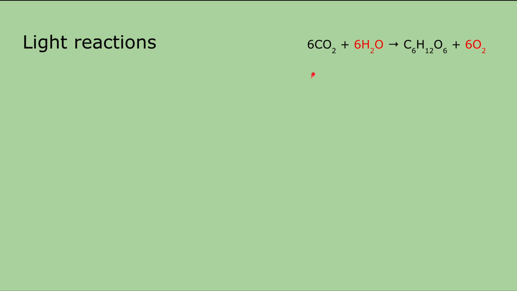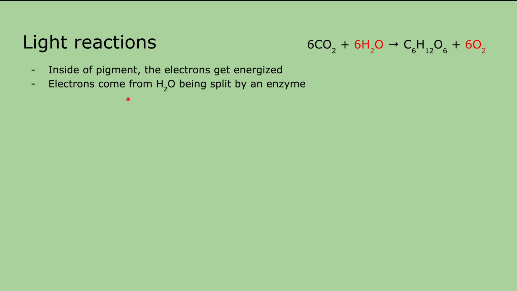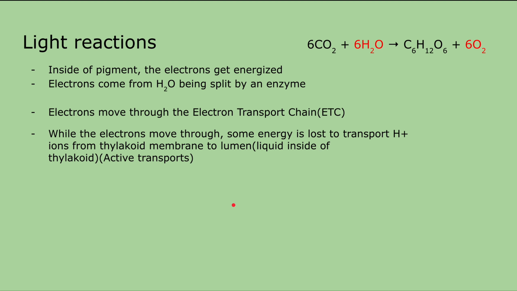So the light reactions. I've brought back our photosynthesis equation, and in the light reactions we are using the 6 water molecules to make 6 oxygen gas molecules. Inside of the pigment, these electrons get energized, and the electrons come from water being split by an enzyme. Then these energized electrons move through the electron transport chain, which is just what you saw before, the thylakoid membrane. While the electrons move through, some of the energy is lost to transport hydrogen ions from the thylakoid membrane to the lumen, or you can say the thylakoid space, whatever floats your boat.